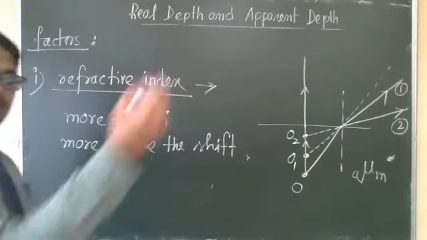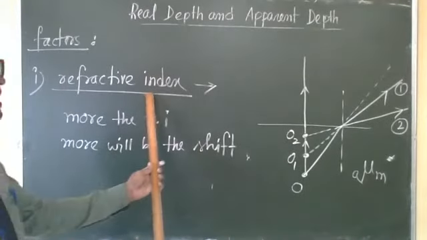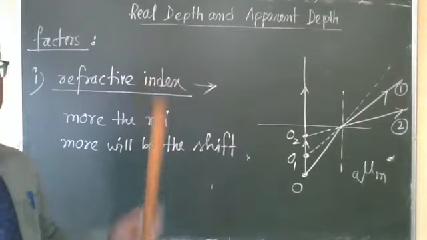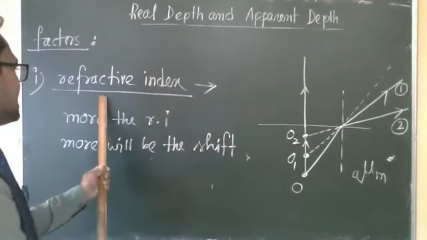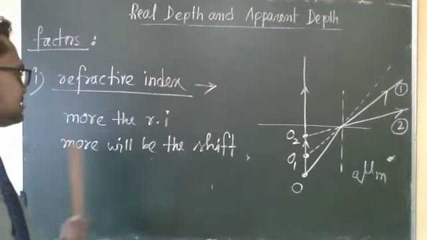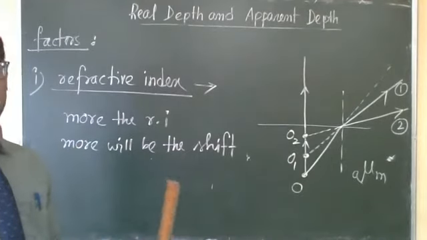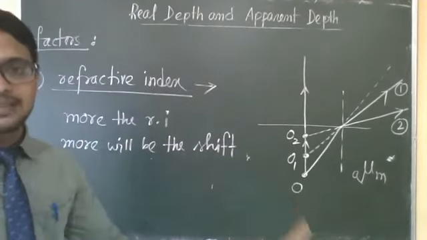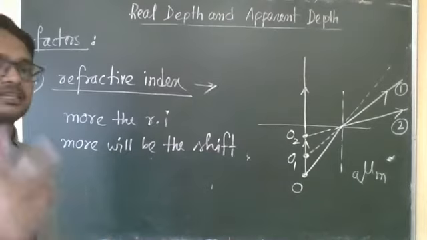Okay. Now in different points we have seen that refractive index and wavelength, they are inversely related. That means in refractive index case, more refractive index, more shift. In wavelength or color case, more wavelength, less shift. Keep in mind these 2 points.